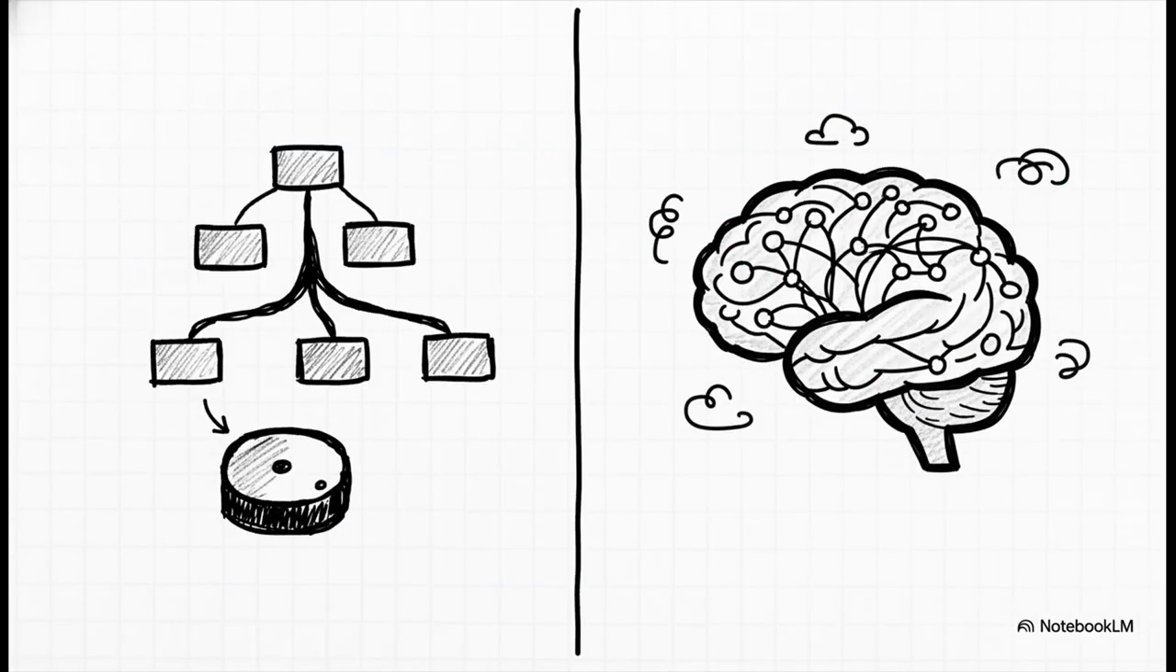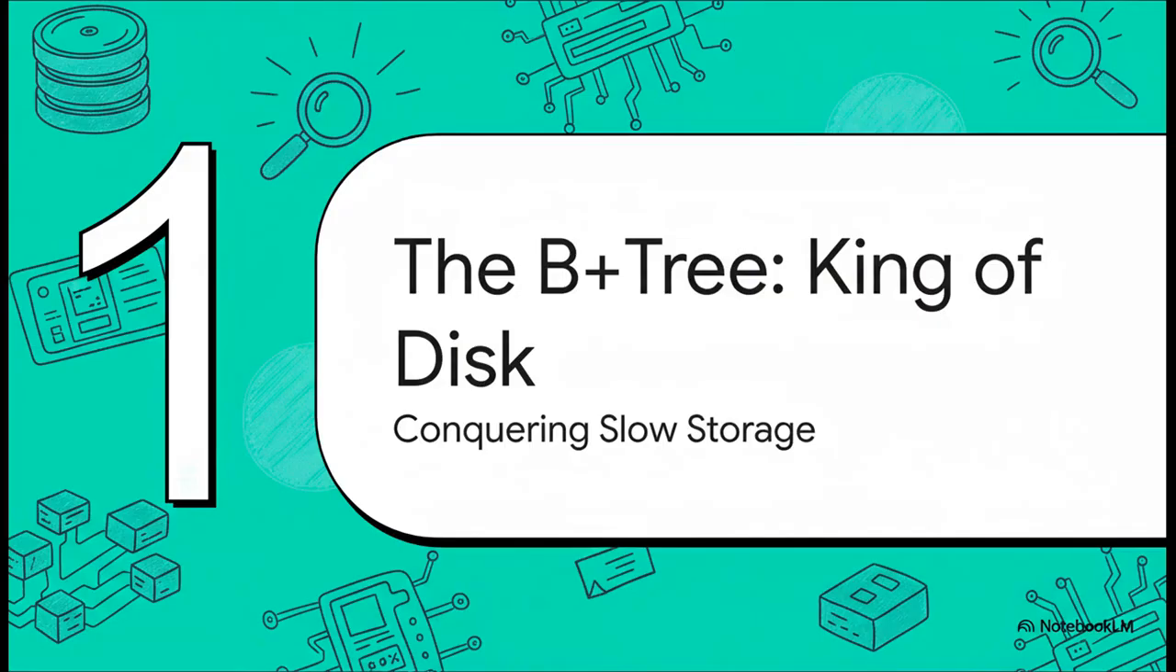So we're going to get to know the B+ tree. It's the real unsung hero behind basically every database you've ever used. And then we'll meet the LSTM, which was the breakthrough that finally gave AI something like a long-term memory. All right, let's jump right in with our first titan, the B+ tree.